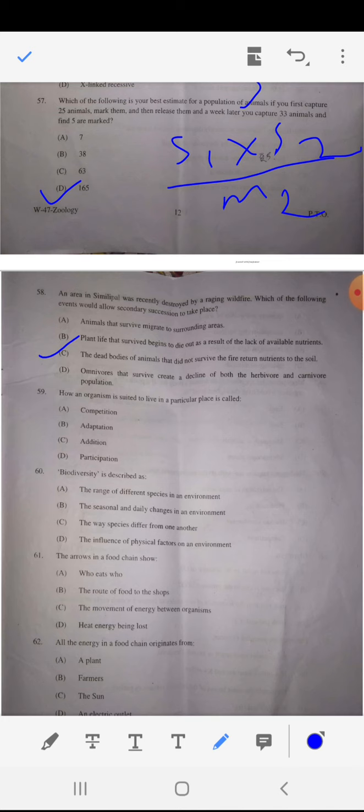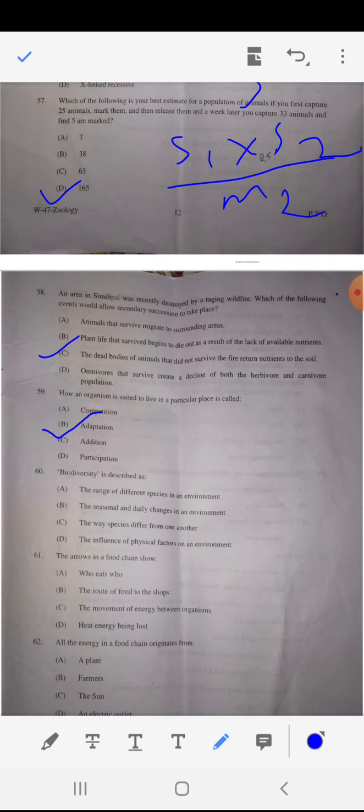Then question 59: how an organism is suited to live in a particular place is called, the correct answer is option B, that is adaptation. Because in the Latin word, adaptation means to adjust or to suit or to fit. So adaptation is the correct answer.